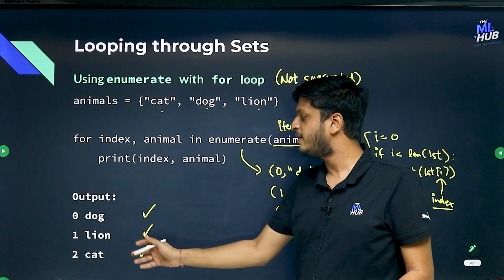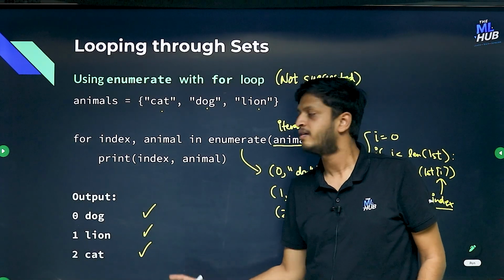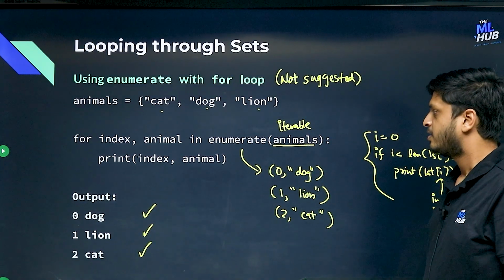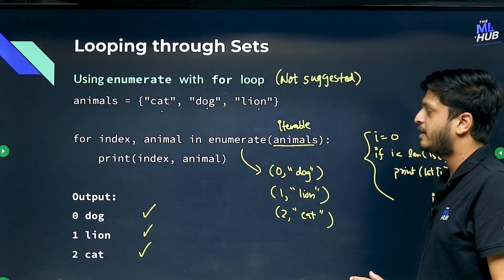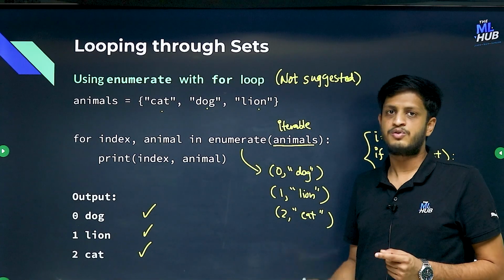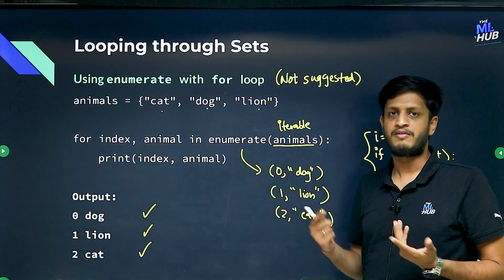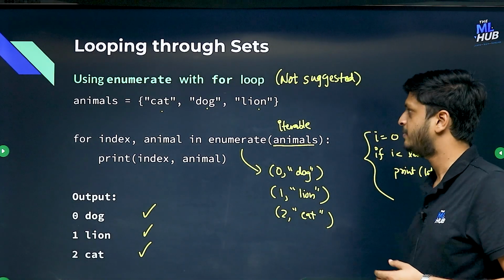Okay, the values might be different in every iteration whenever you are running. So order is not guaranteed, and that is what you need to know in sets when using a for loop normally or even with enumerate.